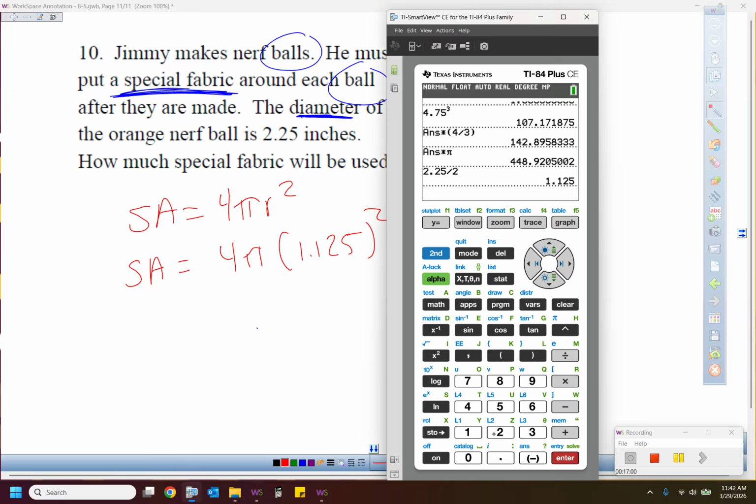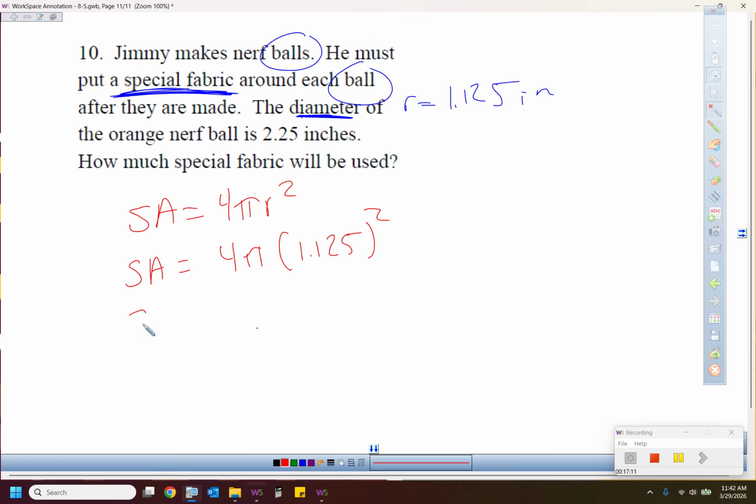So we'll sub in 4 times pi times 1.125 squared. So 1.125 squared times 4 times pi. And we will need about 15.9 square inches of this special fabric to wrap this Nerf ball. So that was quick, man.